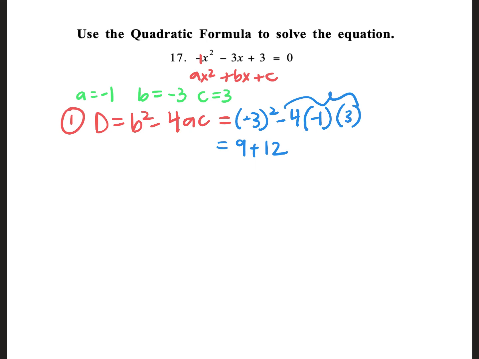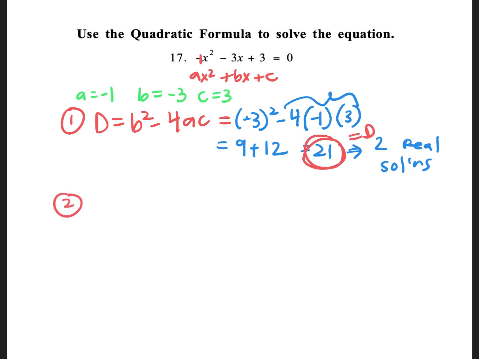And you can just put that all in your calculator. You don't actually need to do it in your head. If I do 9 plus 12, I get 21. Again, we have a positive number. This tells me we're going to have 2 real solutions. And this number is my discriminant, so this one equals D.